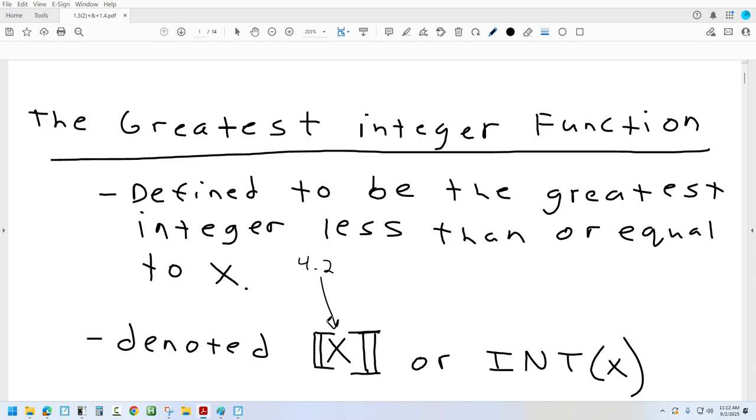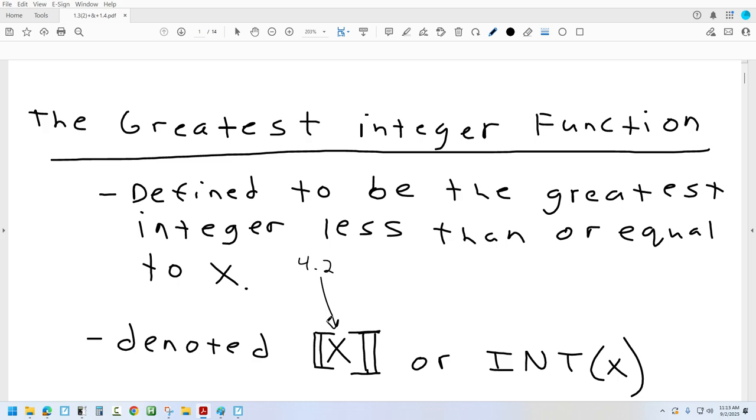How about 4.3? What's the biggest integer less than or equal to 4.3? 4.3 is not an integer though. It's gotta be an integer. Yeah, 4. How about the biggest integer less than or equal to 4.5?